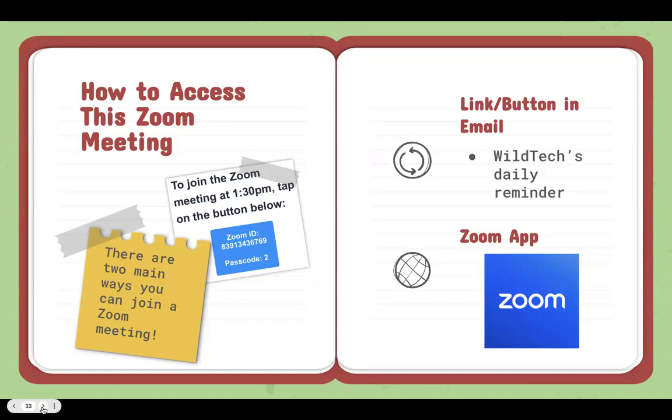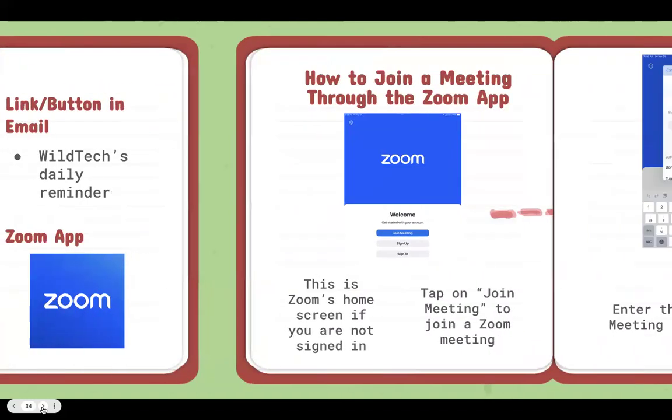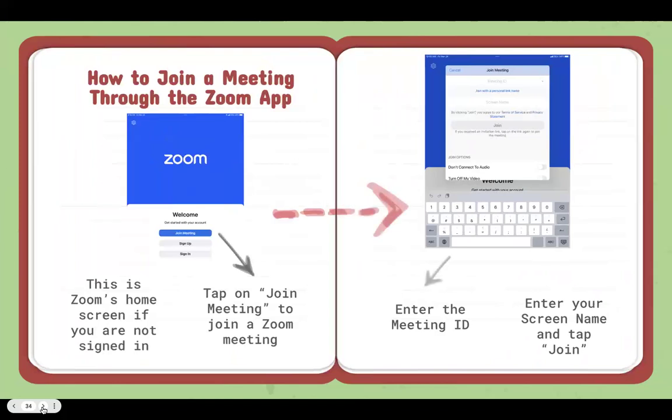If you tap on it, you tap join meeting, and we're going to go over these pictures in a moment, but you'll put in the meeting ID manually as well as the passcode. So through the Zoom app, this is what you may see. You tap on the Zoom app and then tap on join meeting. This is how the Zoom looks if you're not signed in or don't have an account. Enter the meeting ID, which for this meeting is 839-1343-6769. It's also in the email that you receive. You'll enter your screen name, which is your first and last name, and tap join.